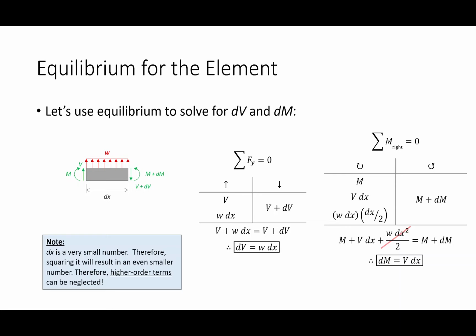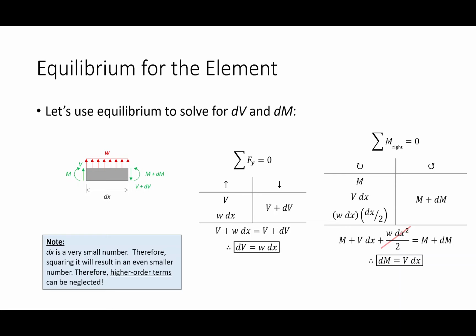I'm going to sum moments about the right side of the element. If I do that, I can ignore this shear because we'll say it's going right through it. So I've got an M plus dM going this way, and then an M going that way. And what do I have left? I have a V dx. That's this shear times its moment arm going like this. And then I've got the distributed load.